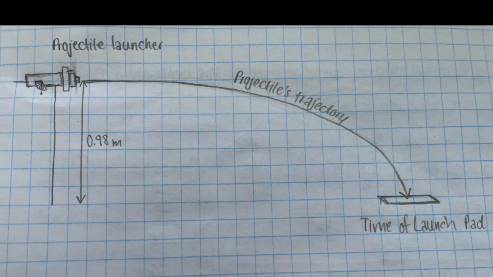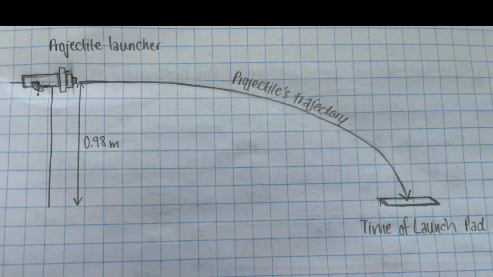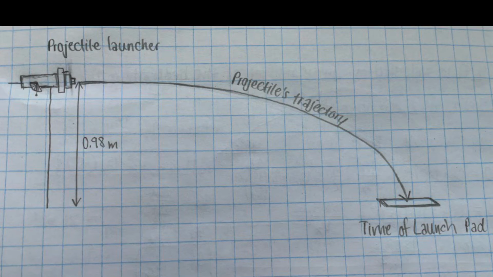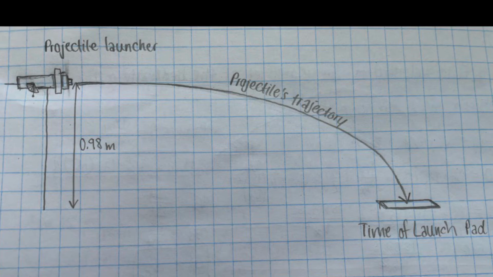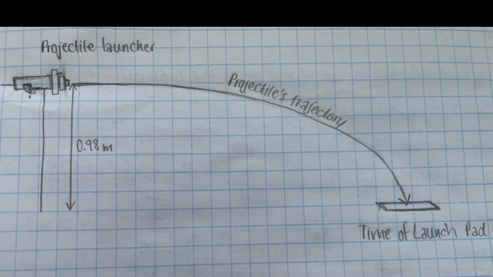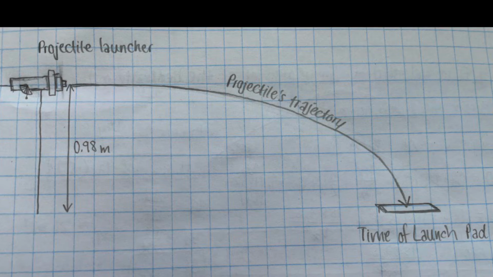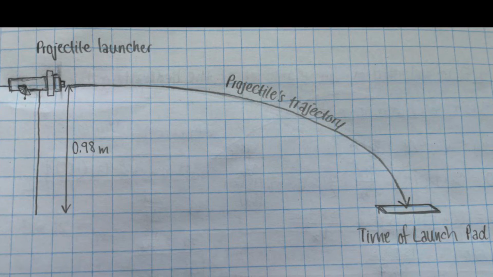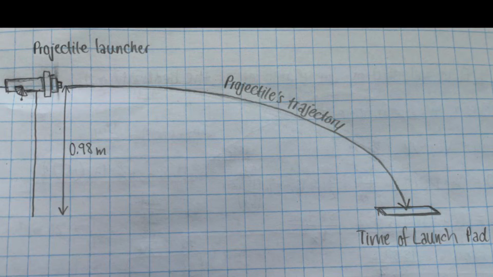During the lab, the projectile launcher was clamped on a desk with an angle of 0 degrees and a height of 0.98 meters. 3 tries were made for each speed that the projectile launcher offered. So a total of 9 tries were made, and each projectile landed on the time of launch pad according to the distance of travel. The time of launch pad recorded the time of flight, and there was the smart gate laser which was attached to the projectile launcher that recorded the initial speed.